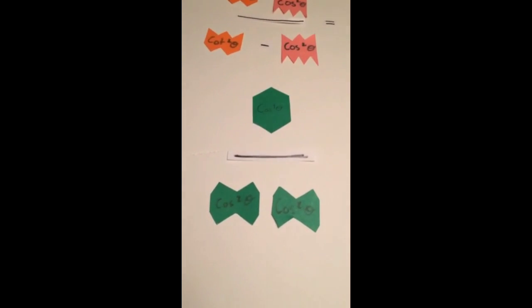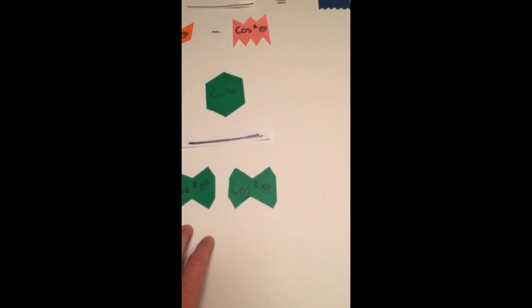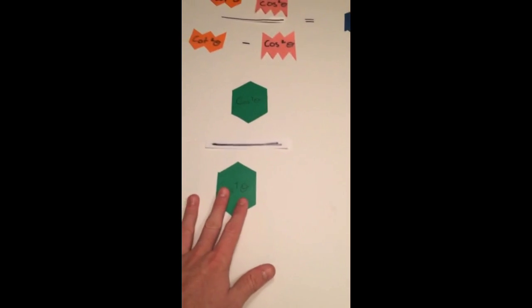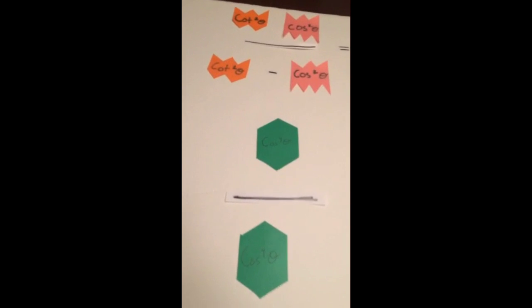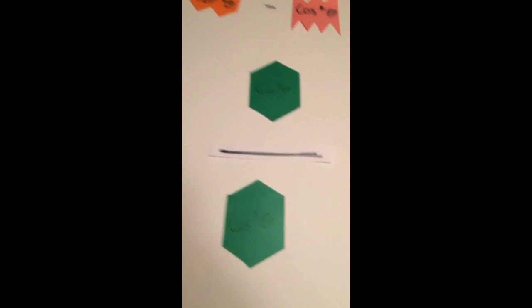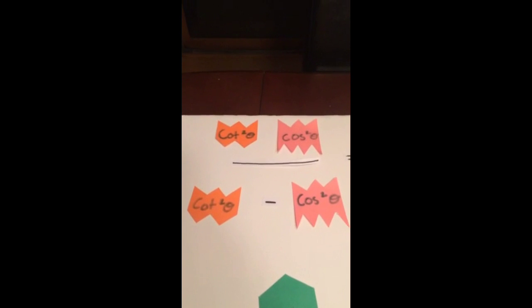And now we have cosine to the 4th theta over cosine squared theta times cosine squared theta. And we know that cosine squared theta times cosine squared theta does equal cosine to the 4th theta. And anything divided by itself is equal to 1. So we have verified that cotangent squared theta times cosine squared theta divided by cotangent squared theta minus cosine squared theta does equal 1.